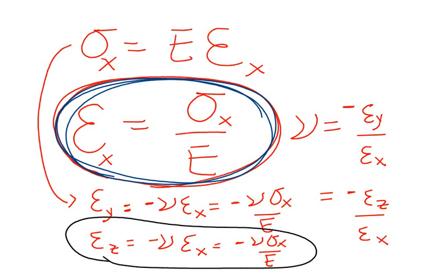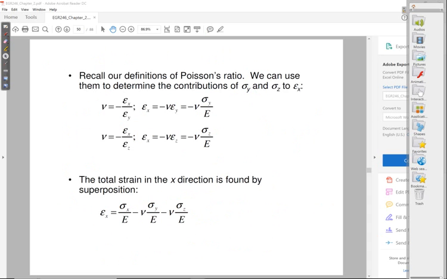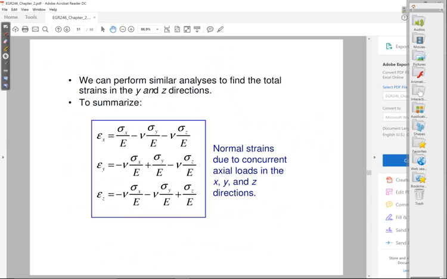Okay, and what you end up with is this. This is what we refer to as the generalized Hooke's law, and we just went through the derivation, but you might want to go through the derivation on your own to make sure you understand exactly where all these terms are coming from, right?